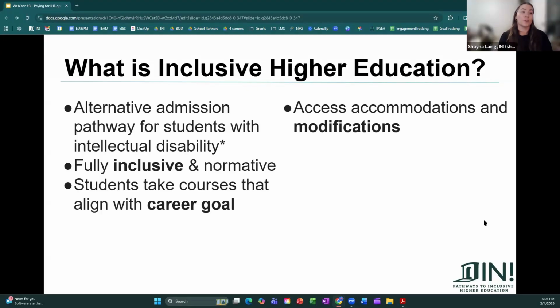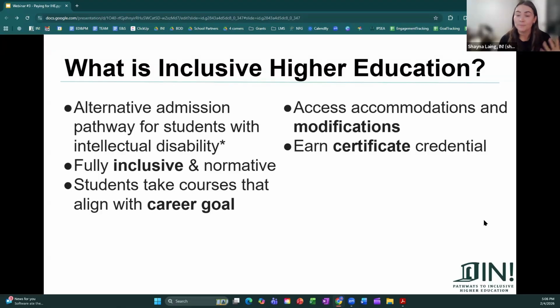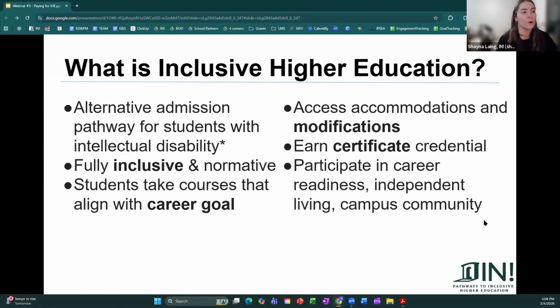They take courses in their career goal. The big difference within these programs is that they have access to accommodations and modifications to meet their level. Because of those modifications, they're earning a certificate credential traditionally instead of your typical degree. Some of our students are able to pursue an associate's degree, but most of our students, if they require modifications, are going to pursue a credential or a certificate credential, with an area of study and a focus, all for credit and rigorous in so many ways. And so that is a unique outcome that they get, but it is really focused on their career goal.